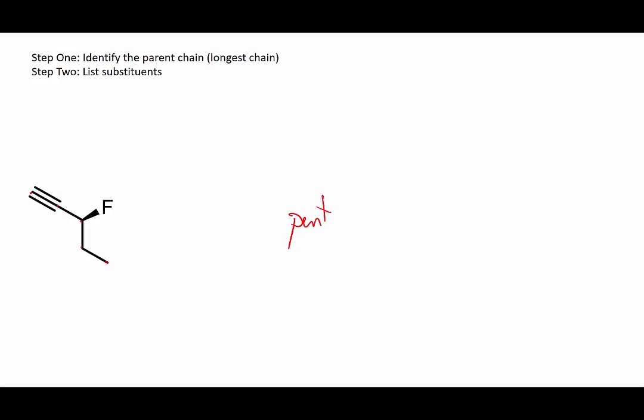The next step is to list the substituents. There are two substituents. We have a fluoro group here, and there's an alkyne over here on the left side of the molecule, which means the pent will have the suffix "-yne" at the end. So this is pentyne.